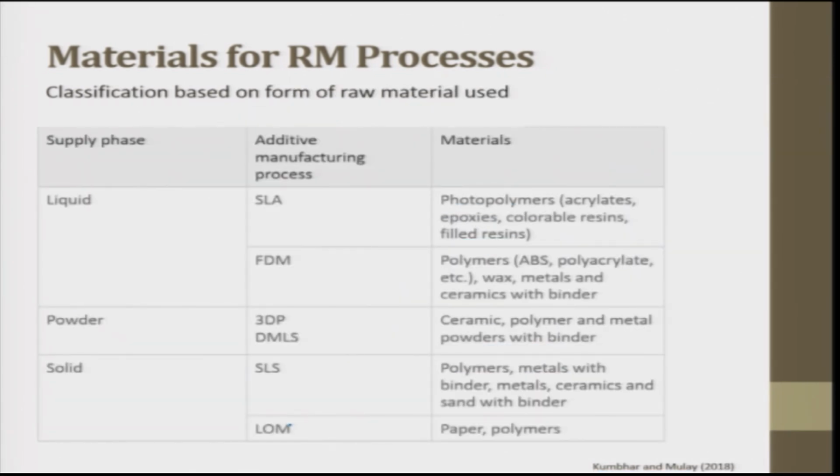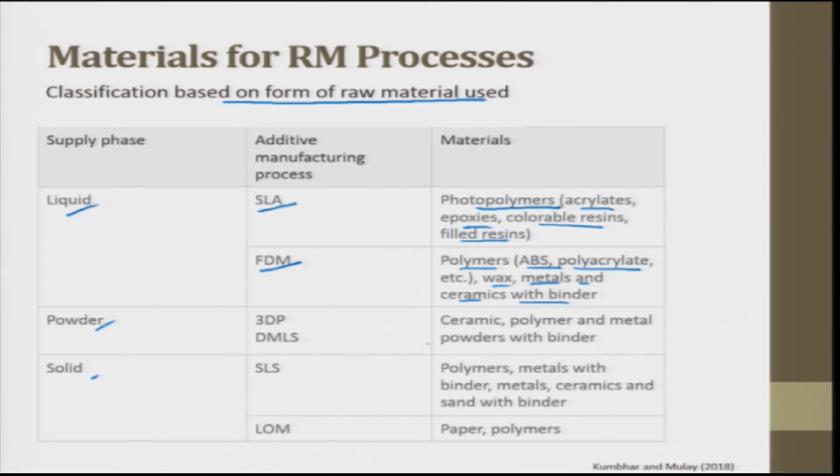Next is classification based on form of raw material used. Form of raw material is liquid, powder and solid. For liquid based processes, the specific processes are stereolithography apparatus and FDM. Now these use materials like photopolymers, acrylates, epoxies, colorable resins, filled resins, and FDM uses polymers, that is ABS, polyacrylate etc., wax, metals and other ceramics, then PLA, all those.